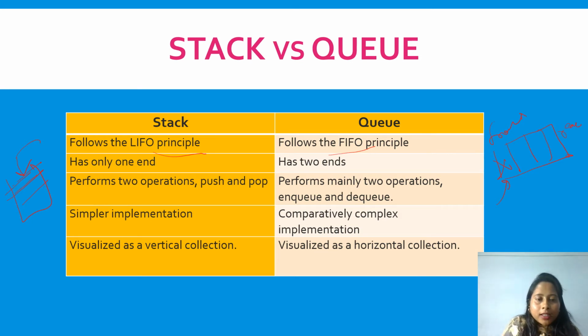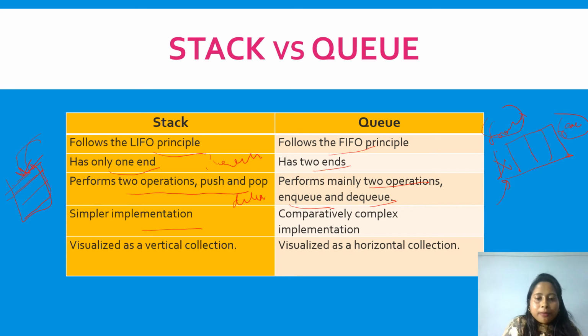So we know that a stack has one end, where both the insertion and deletion will be done, whereas queue has two ends, that is the front and rear. At front deletion is done, at rear insertion is done. We know that stack performs two operations, push and pop. Push means insertion and pop means deletion. Whereas queue performs two operations, NQ and DQ. NQ means insertion, DQ means deletion.